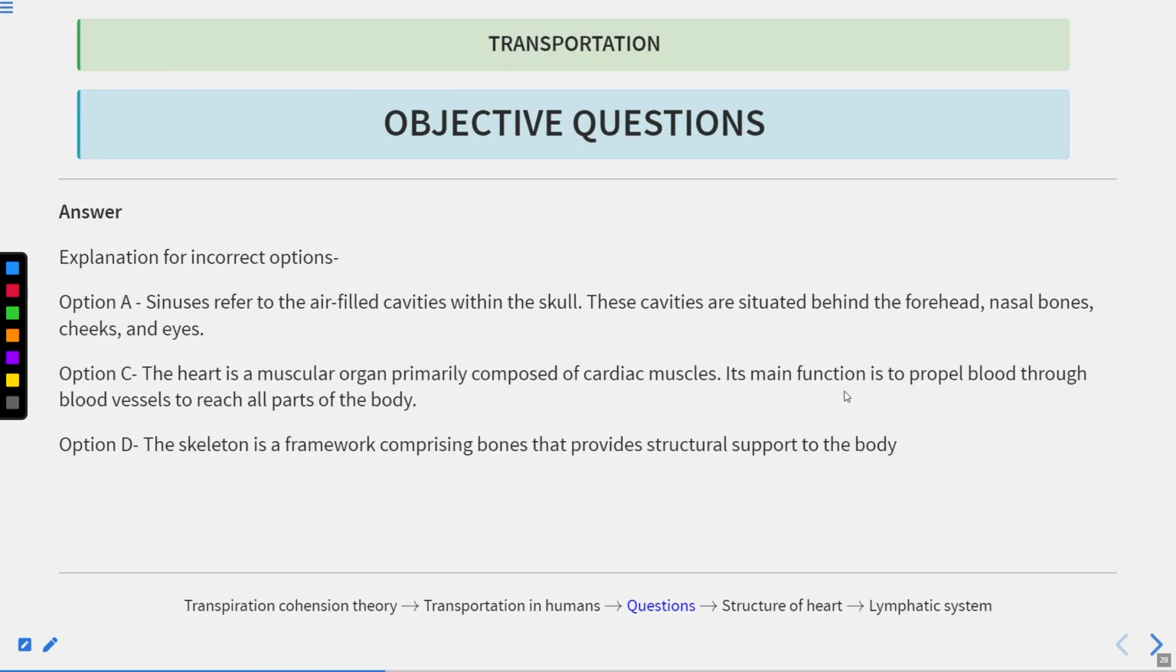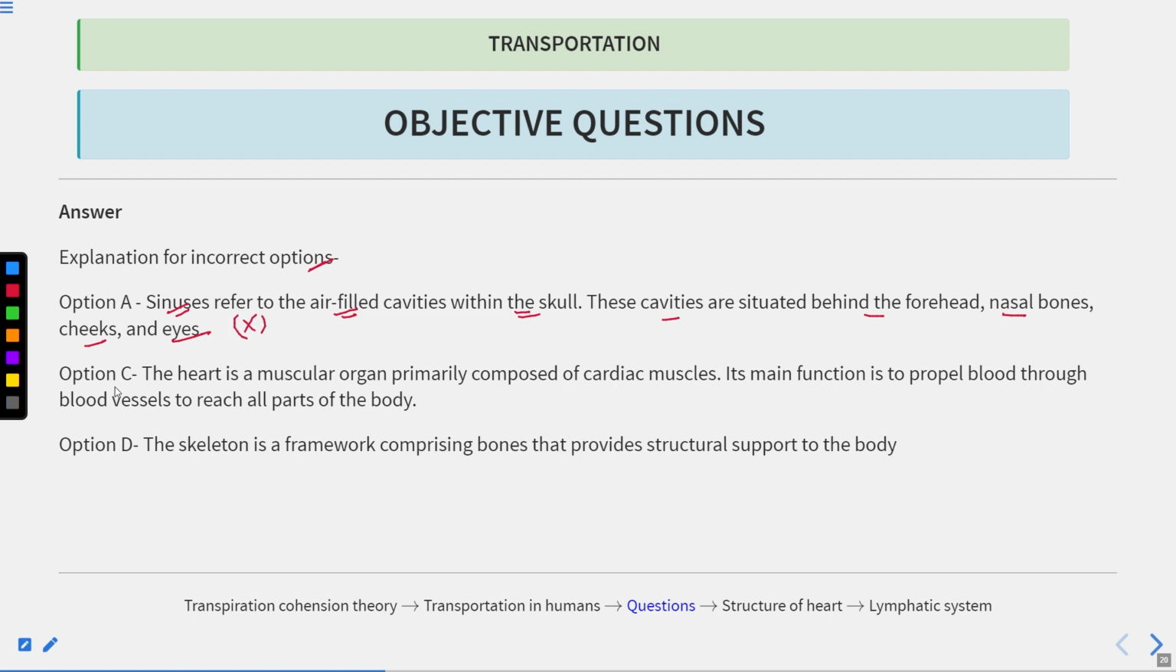Now let's see what is the explanation for the incorrect options, why the other options are incorrect. If we talk about option A, sinuses. Sinuses refer to the air-filled cavities within the skull. These cavities are situated behind the forehead, nasal bones, cheeks and the eyes. So this is not the correct answer here.